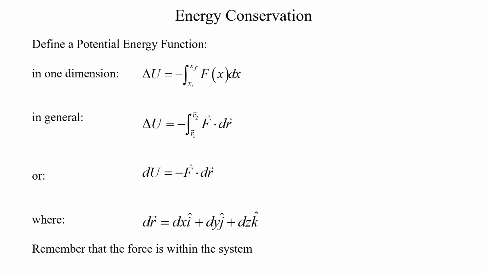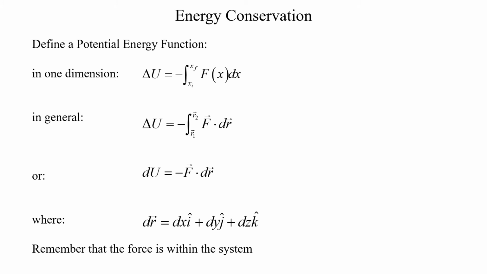All right, so this integral then is how we define the potential energy function. So delta U equals the negative of the integral from x initial to x final of F dx. Now we can extend this to 3 dimensions by making these positions vectors. So now delta U equals the negative of the integral from position initial to position final of F dot dr, where dr is our differential displacement vector.